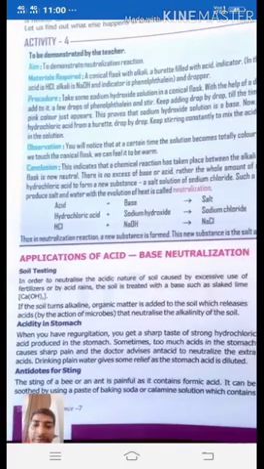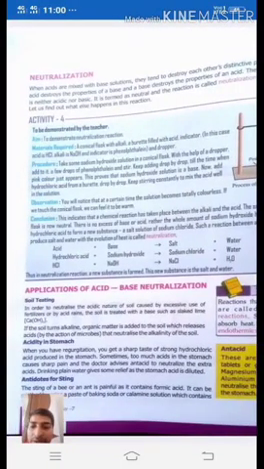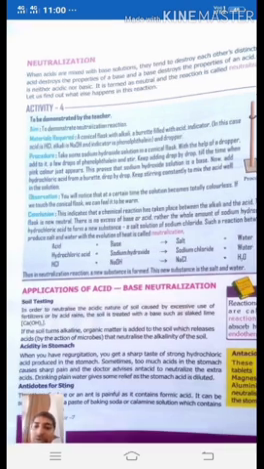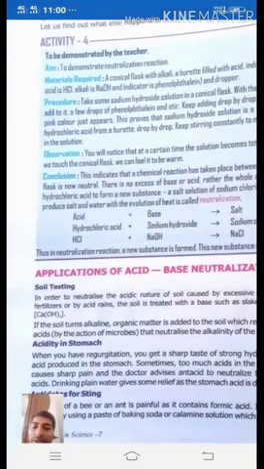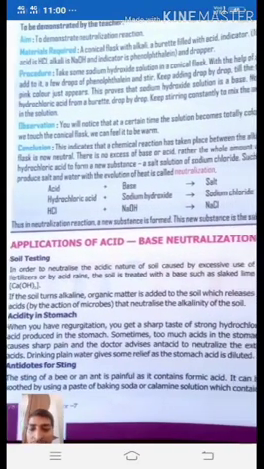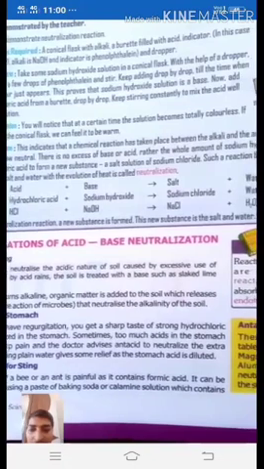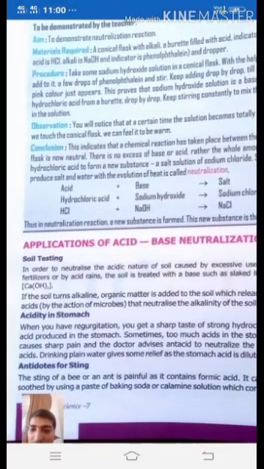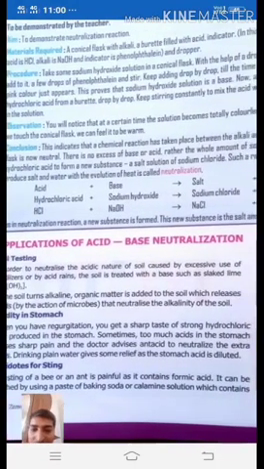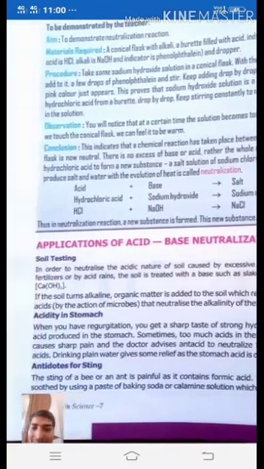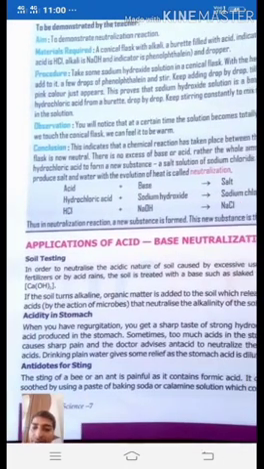Application of acid and base neutralization: where can we utilize this reaction? Soil treatment. In order to neutralize the acidic nature of soil caused by excessive use of fertilizer or by acid rains, the soil is treated with a base such as slaked lime, calcium hydroxide.